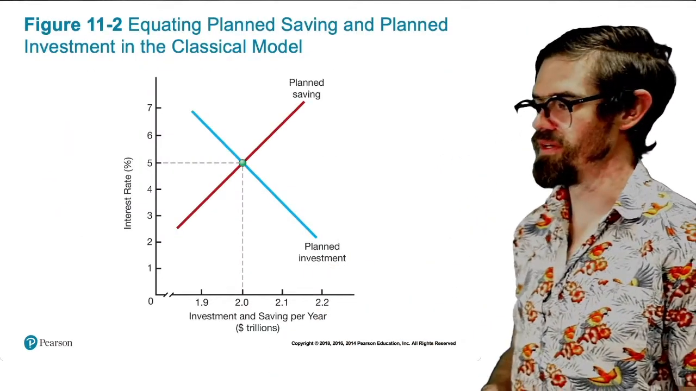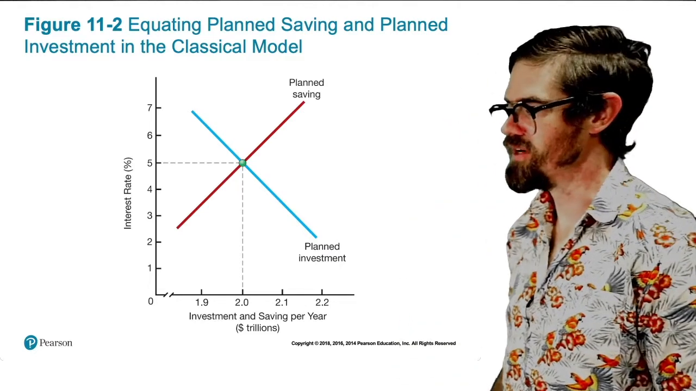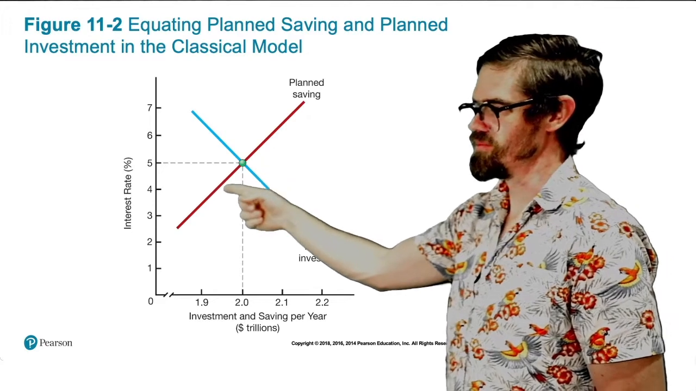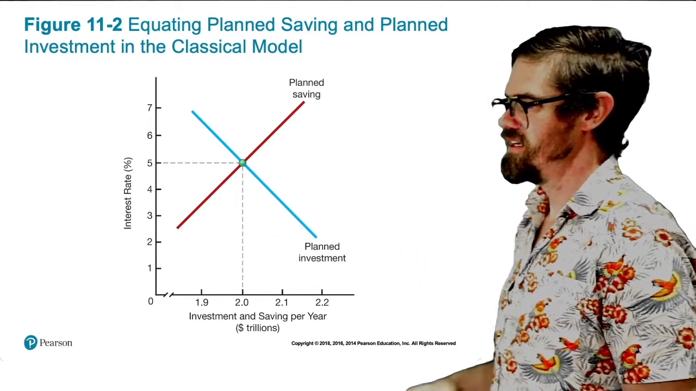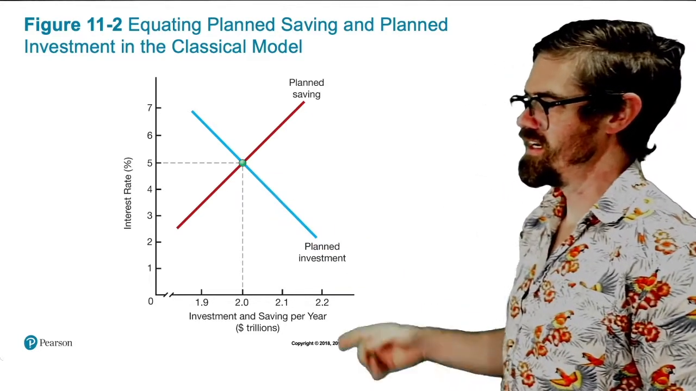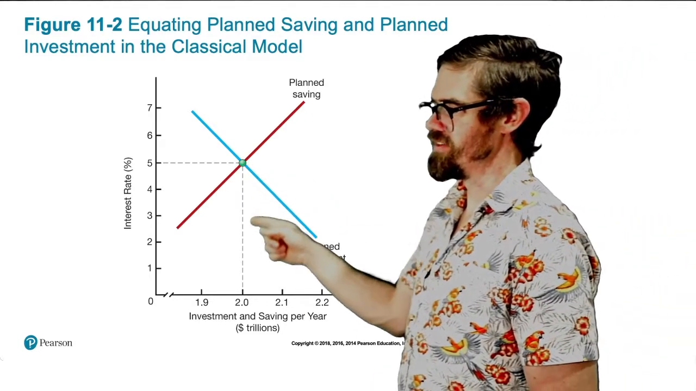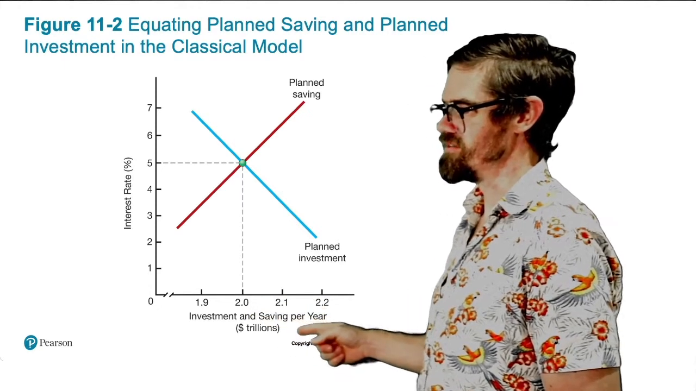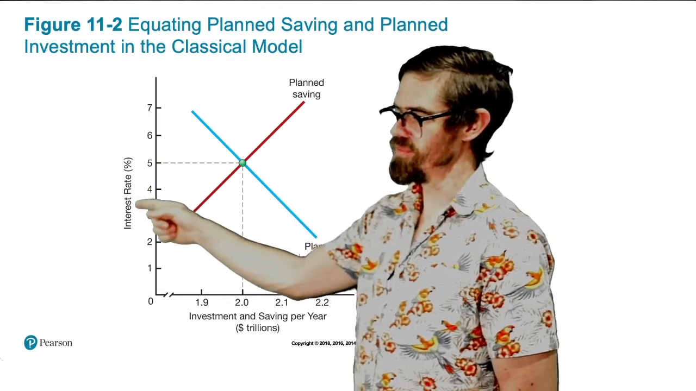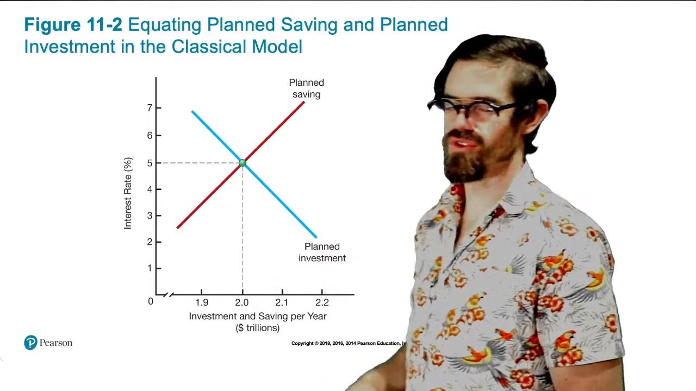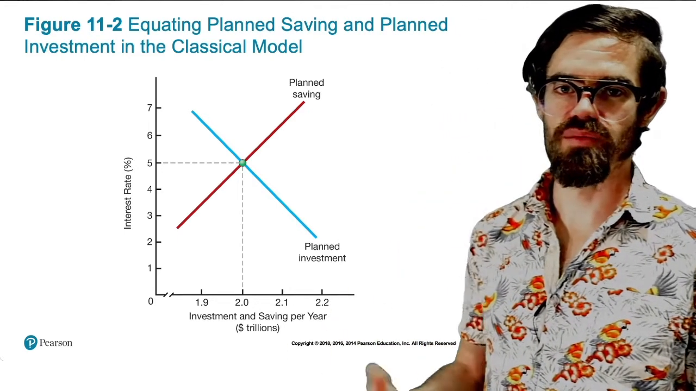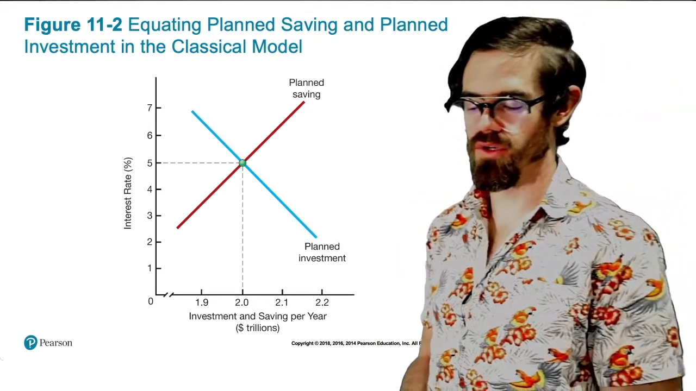And we can use our supply and demand model to model the credit market. So we've got planned savings, and this is just the supply of loans. And we've got planned investment, which is the demand for loans. And in equilibrium, we will have an equilibrium level of investment and savings, and it will take place at a particular interest rate, in this case 5% interest, which means that if you were to borrow $100, you would have to pay back $105 the following year.